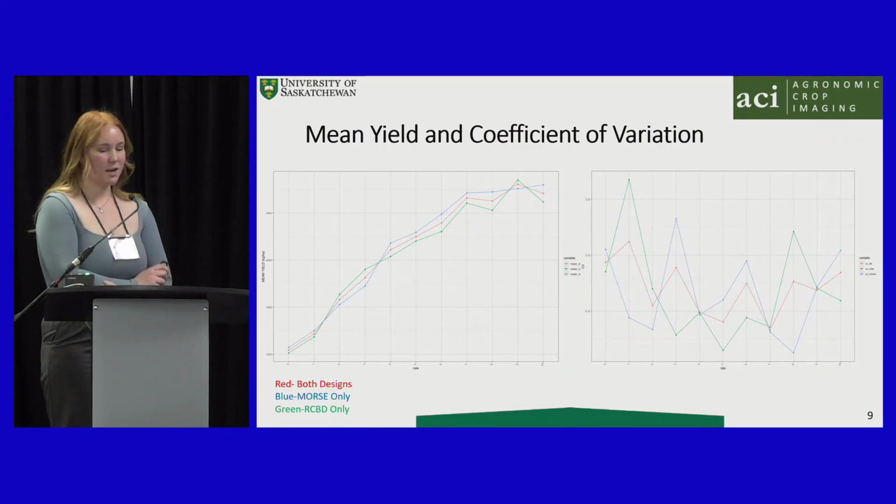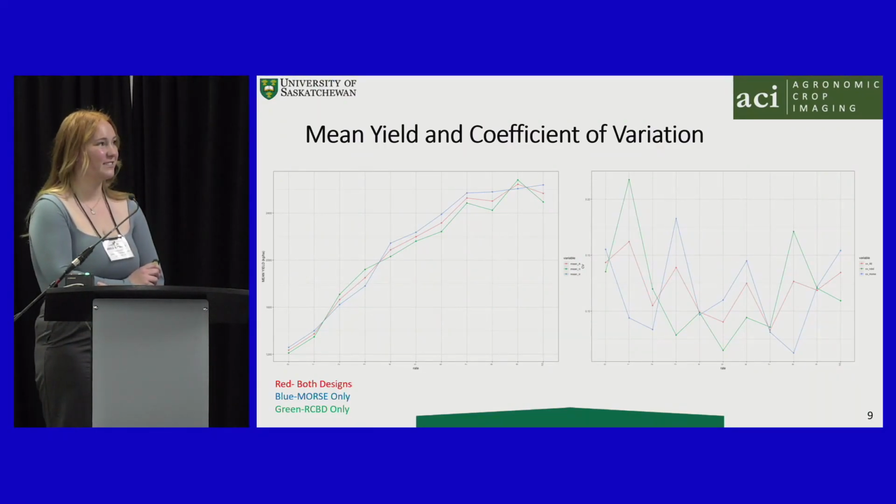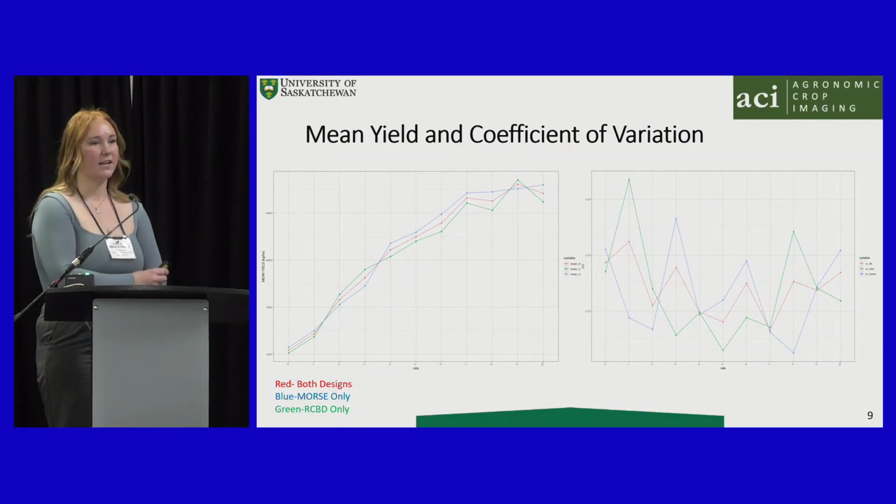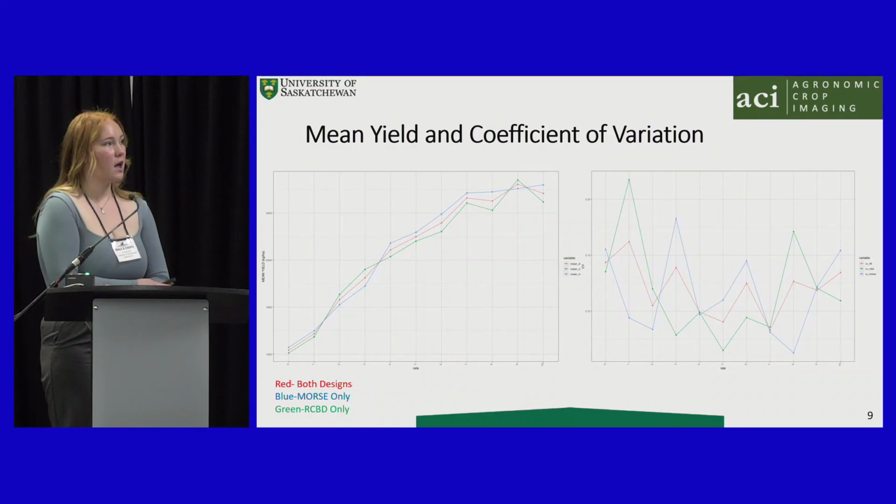Then just the mean and coefficient of variation between the two. For the MORS design, it was hypothesized that it would have a lower CV, but as you can see from the graph there, they are pretty similar.